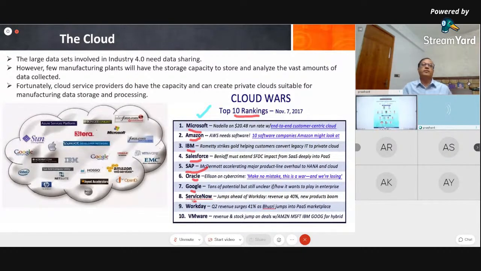Now, these companies like Microsoft, they would earn a lot more than what they earn from their computers. I mean, using clouds and cloud-based services, they earn more than the money that they earn from selling computers and other softwares.